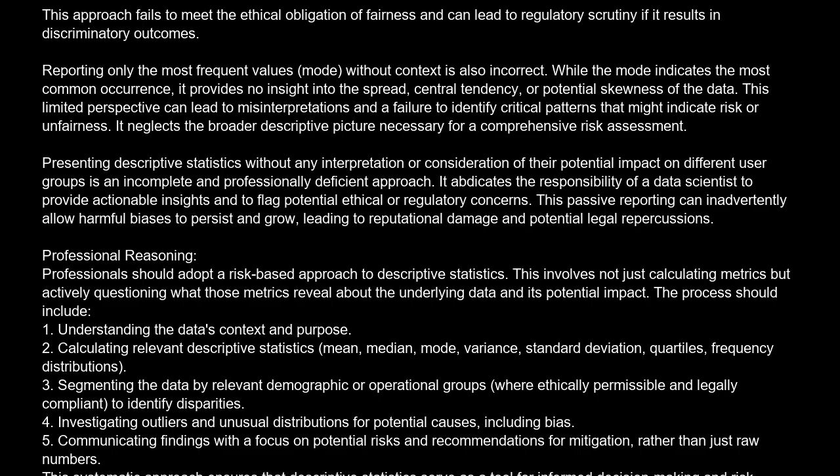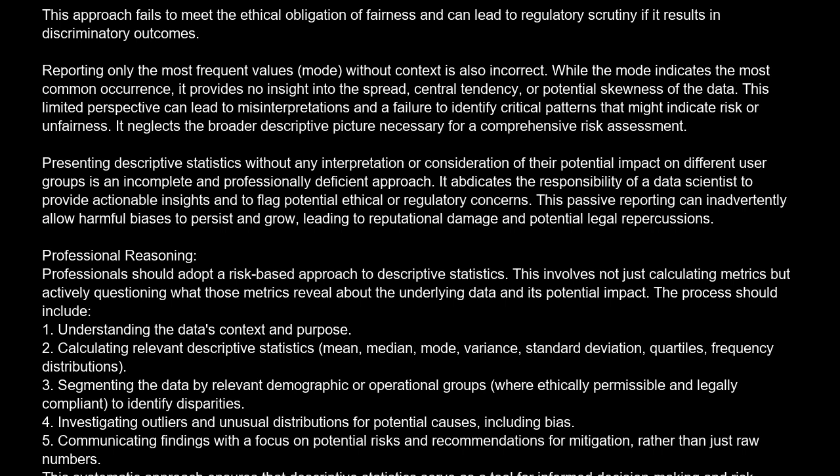Reporting only the most frequent value, the mode, without context is also incorrect. While the mode indicates the most common occurrence, it provides no insight into the spread, central tendency, or potential skewness of the data. This limited perspective can lead to misinterpretations and a failure to identify critical patterns that might indicate risk or unfairness. It neglects the broader descriptive picture necessary for a comprehensive risk assessment. Presenting descriptive statistics without any interpretation or consideration of their potential impact on different user groups is an incomplete and professionally deficient approach.